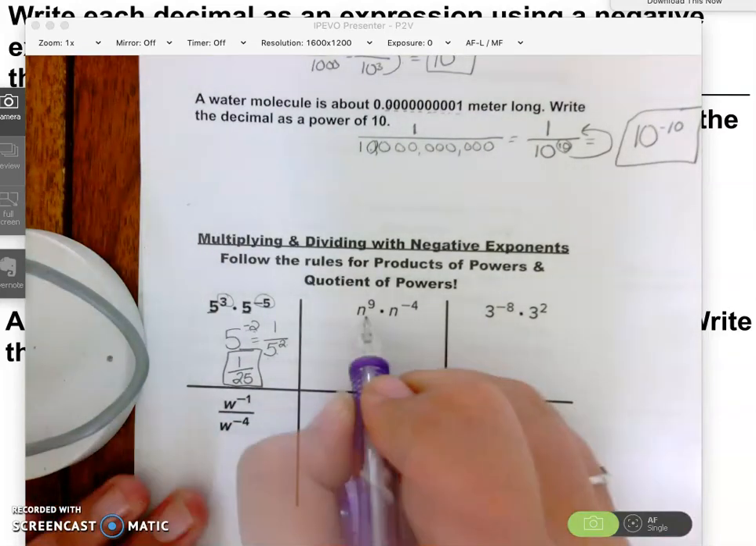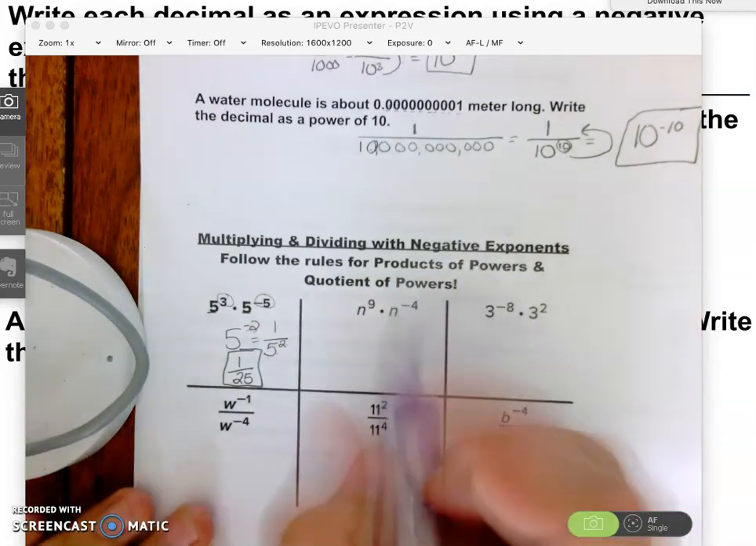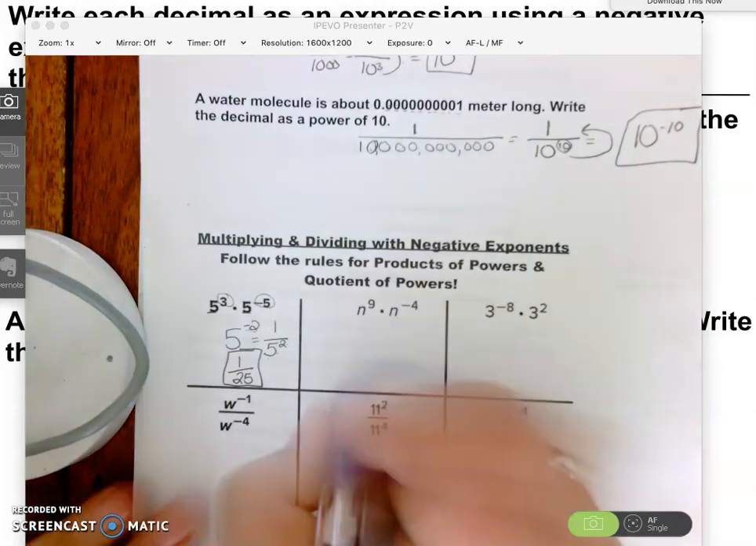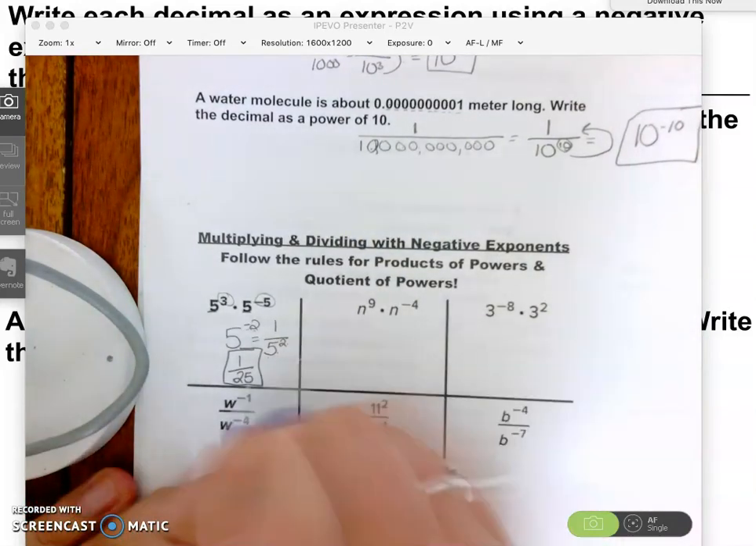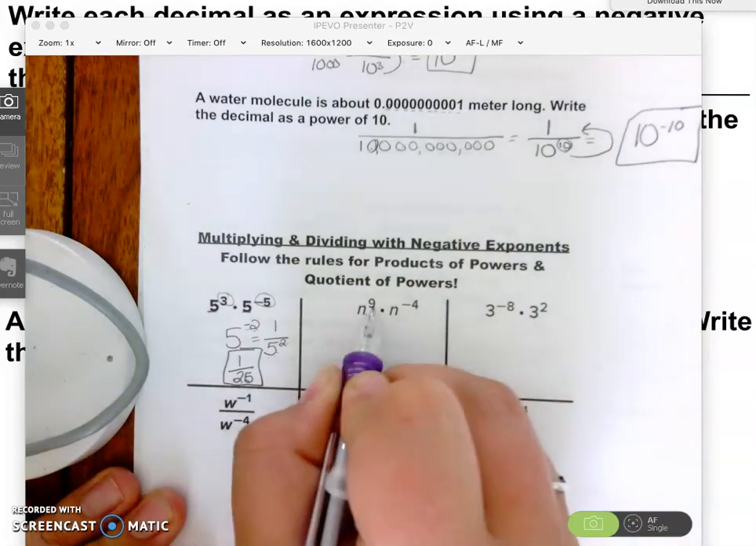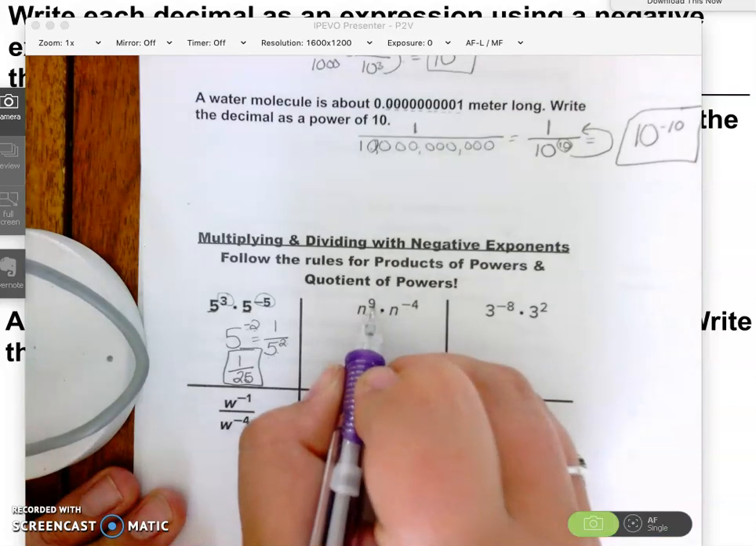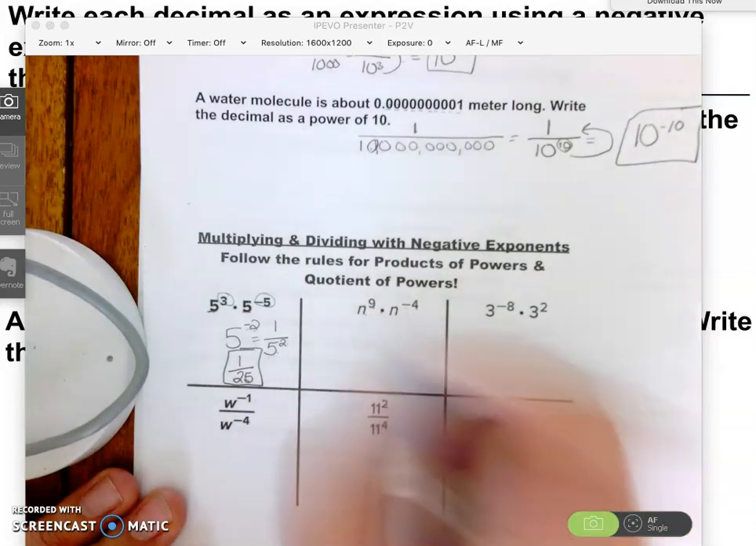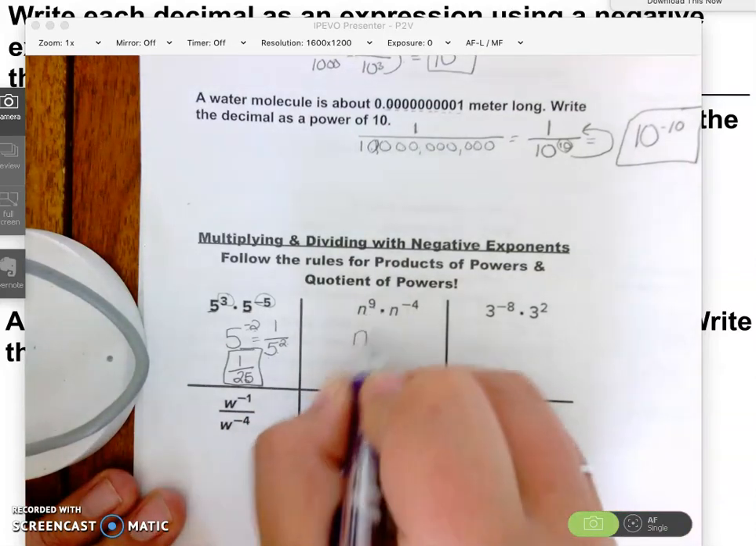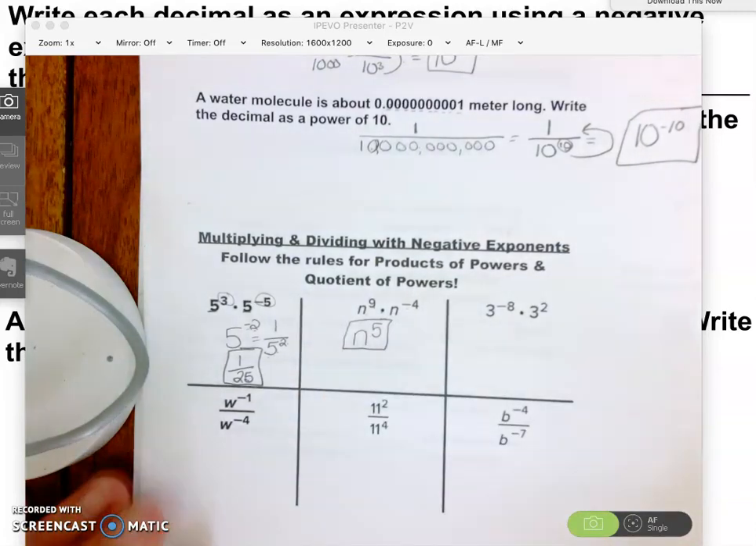So n, I don't know what n is. N is just a number in the place of a number right now, so my answer will not be an answer like this one. So n to the 9th times n to the negative 4th, I'm going to add 9 plus a negative 4, so I get n to the 5th power. It's not negative, so I leave it as that.